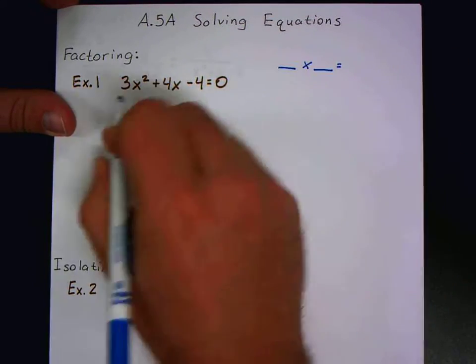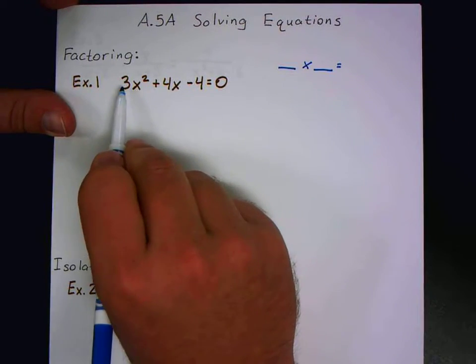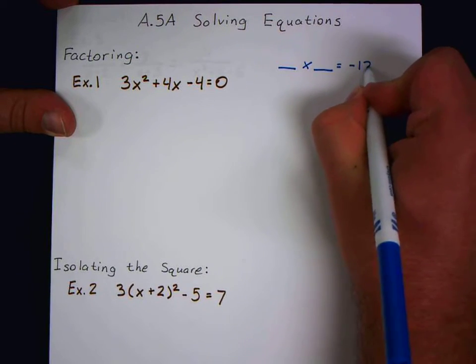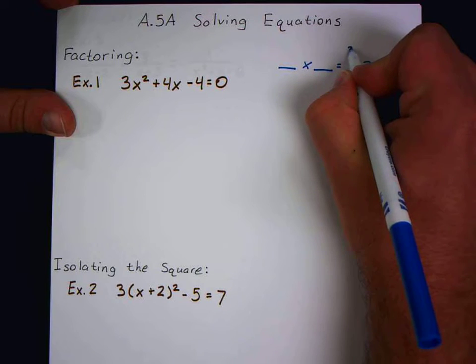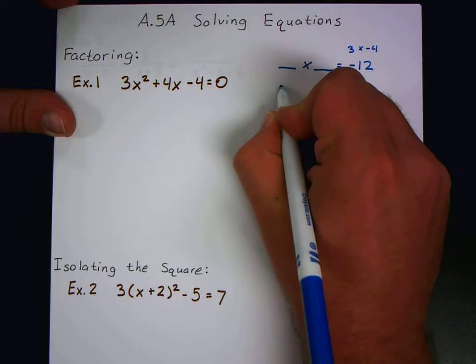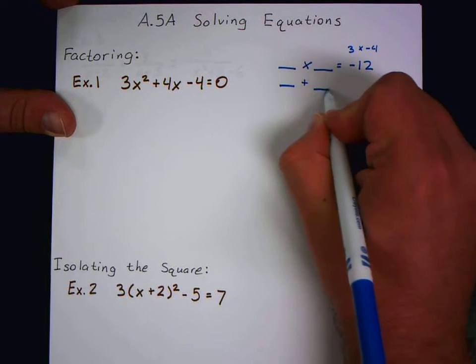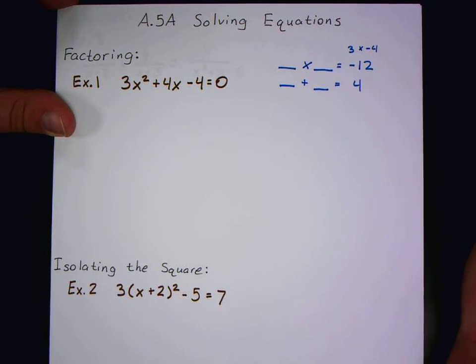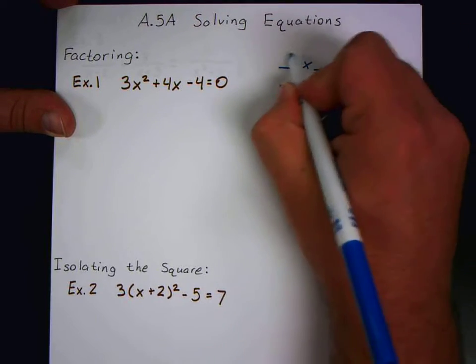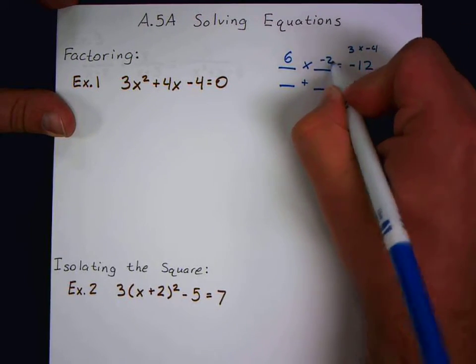All right, so you have to start by multiplying the first number times the last number. So in this case, that'd be negative 12. And then we always have to add to that middle number. So in this case, that would be a positive 6 and a negative 2.